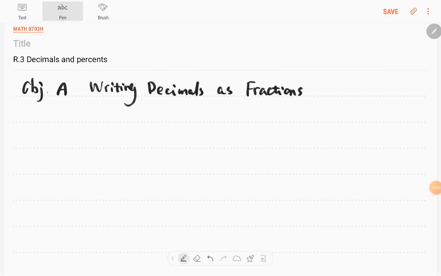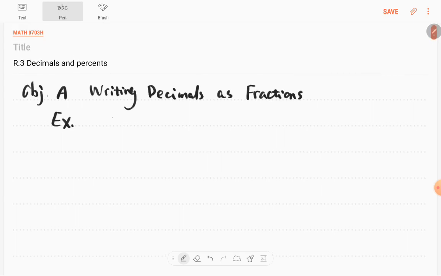Okay, the last section in our review chapter is about decimals and percents. So let's check the first objective, writing decimals as fractions. Let's check some examples. If we want to write these decimals as fractions, what should we do?